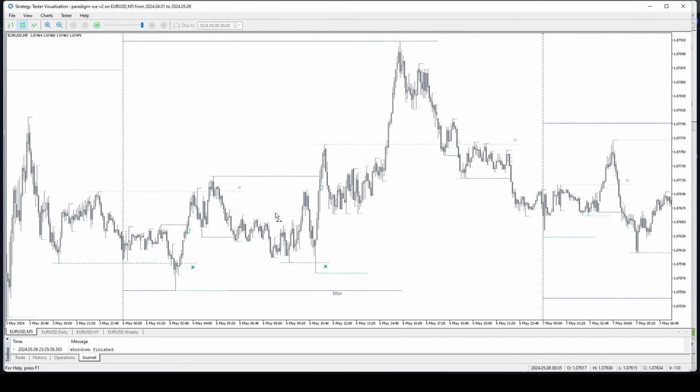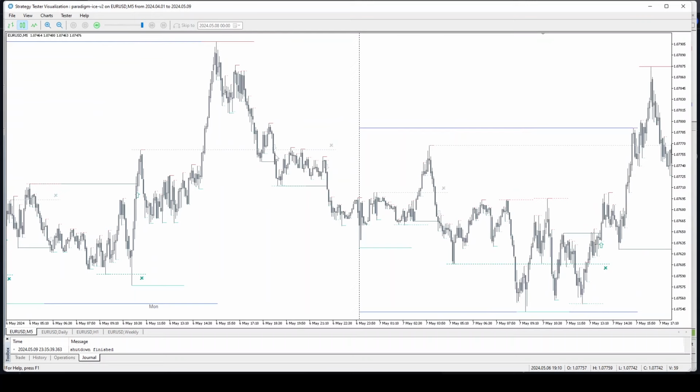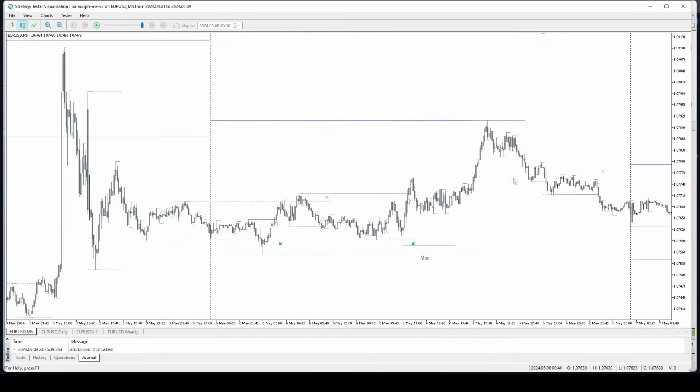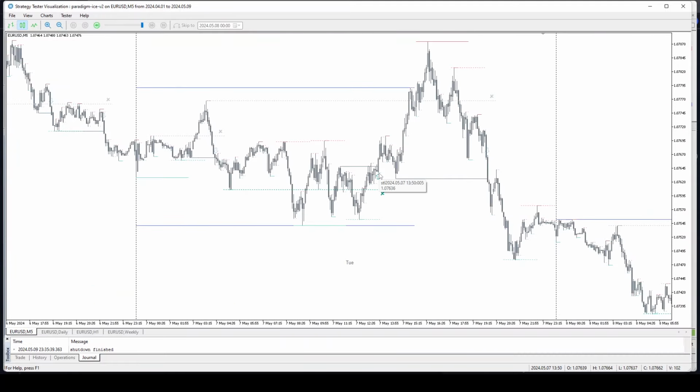Okay, bias is still bullish. You can see that all the short setups are grayed out because the bias is still bullish and is not yet bearish. Okay, so this is another short setup here, but it still did not close the trade because the bias is still bullish. So it's still holding on to that.